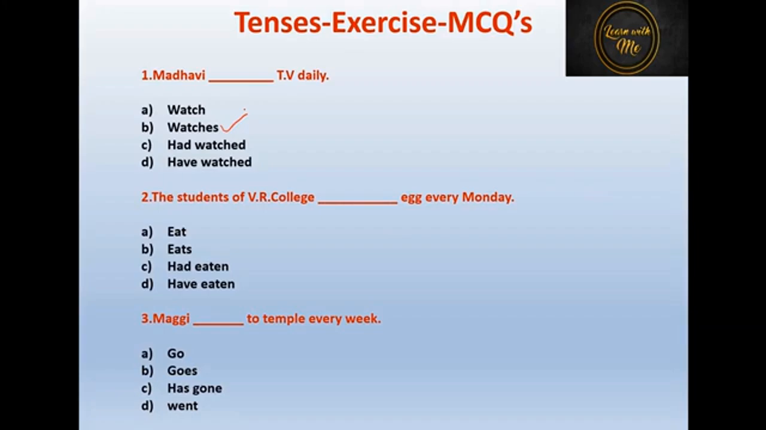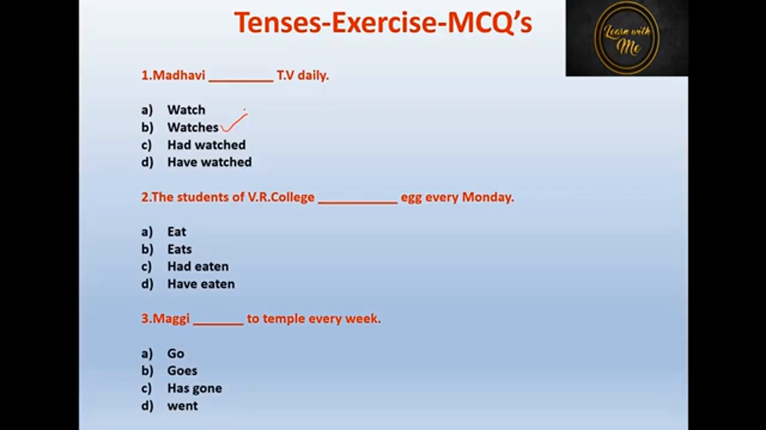Simple present tense is used for universal truths and habitual actions. You know the classical examples. The sun rises in the east, Rama goes to office daily. But what you have to observe here is the sun rises in the east not only on Monday, every day. The sun rises in the east daily. Rama goes to the office every day.